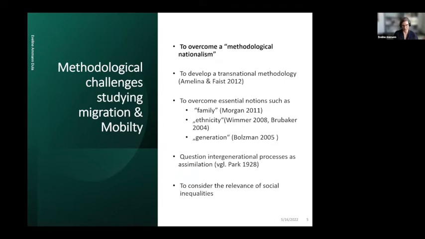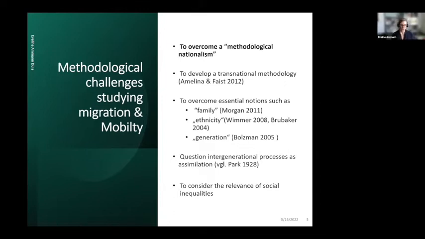So what we do to overcome this methodological nationalism and to develop, as Amalina and Faith say, a transnational methodology. So how can we do that? I will give you just some things you can think about. When we have this lens of transnationalism in mind, we have to question notions such as, for example, the family.